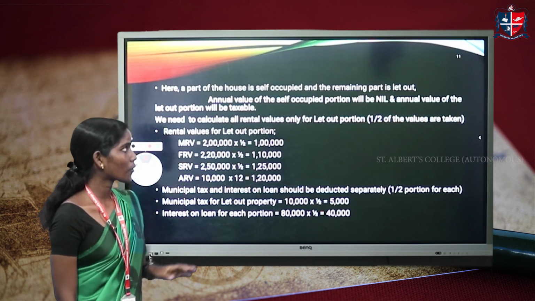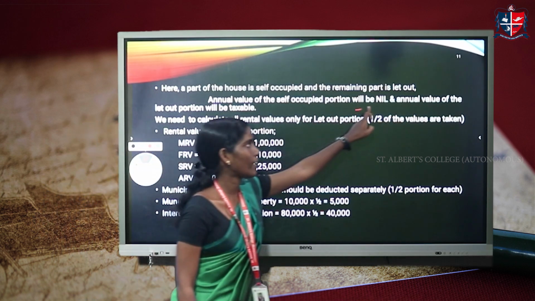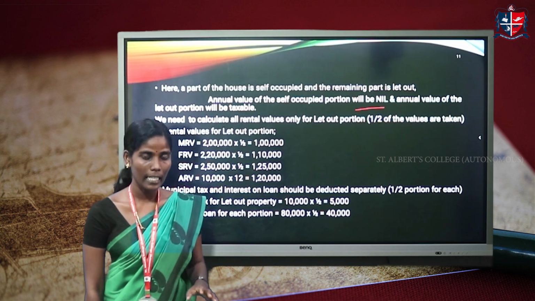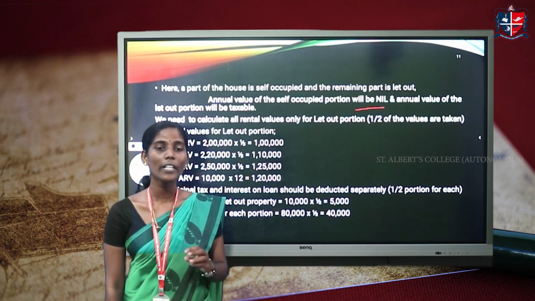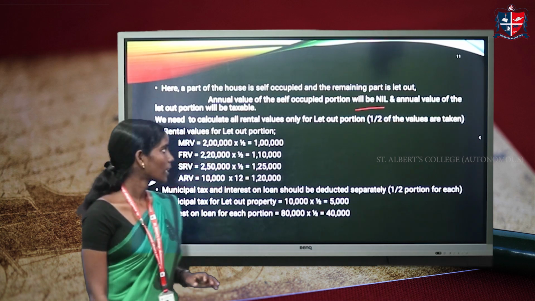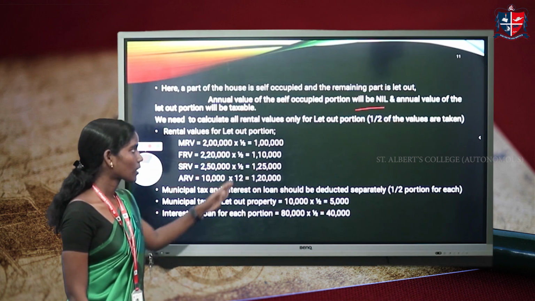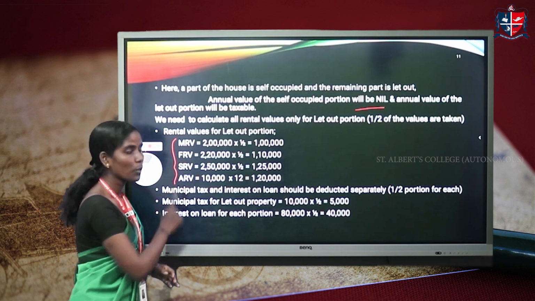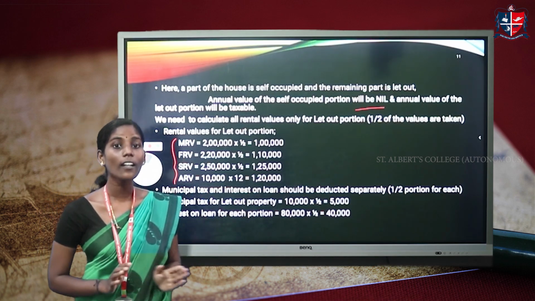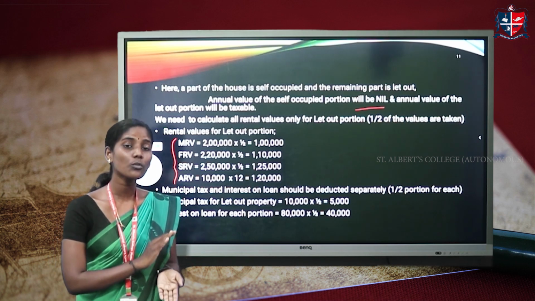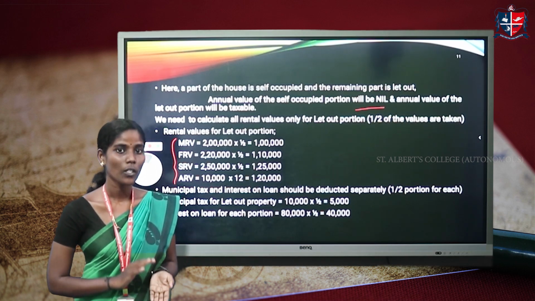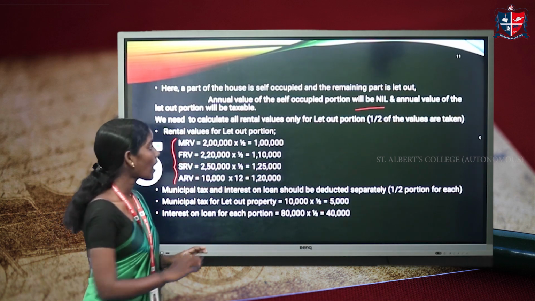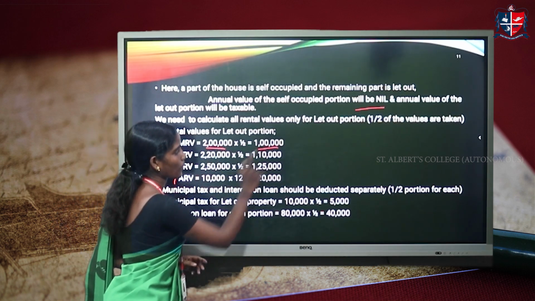And the annual value of the self-occupied will be nil. Always the annual value of the self-occupied property will be nil. We have to calculate income only for let out house property. And in this case, all these rental values are for the entire house property, but we have to only take the let out portion. So, while calculating the rental values, we have to take the half portion of each amount.